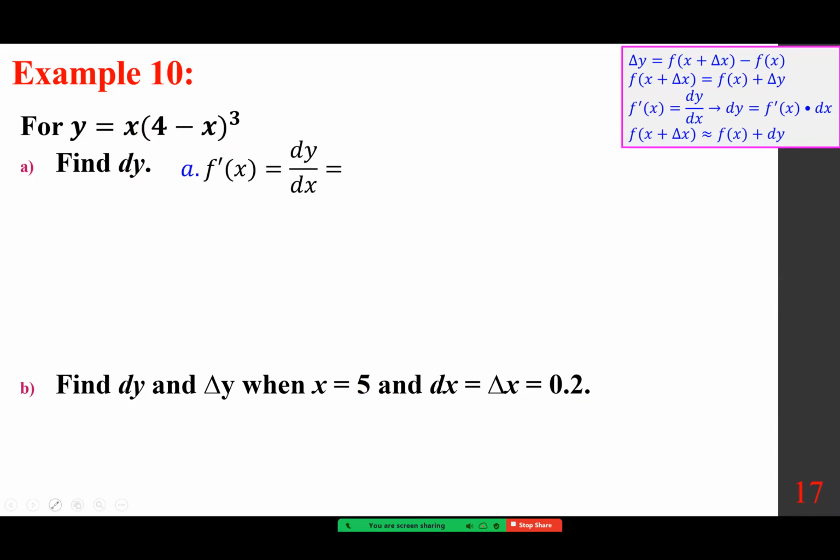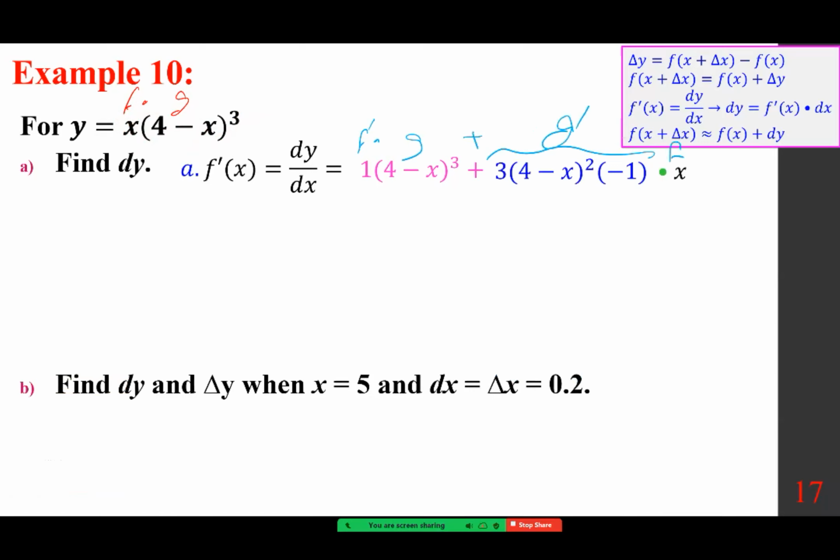Okay, you're going to use the product rule: f prime g plus g prime f. So this is 1 times (4 minus x) cubed plus, now this one, g prime f. 3 sits in front, (4 minus x) to the power of 2 times negative 1, the derivative of the inside, and times x. This is f prime g plus g prime f.